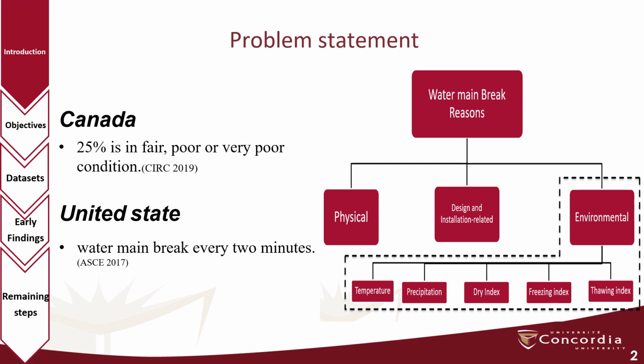By investigating the relationship between weather patterns and water main breaks using a data-driven approach, we can effectively and accurately forecast water main failures. This will improve our ability to protect against and prevent these events, ultimately leading to more efficient and cost-effective maintenance.